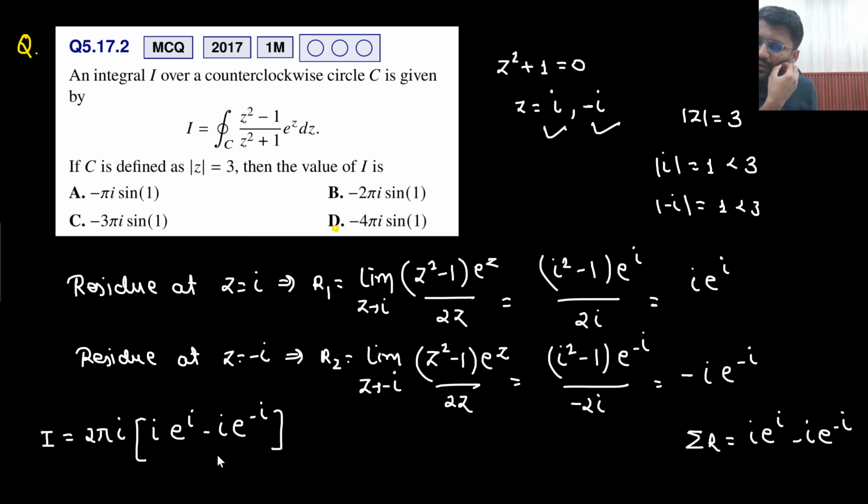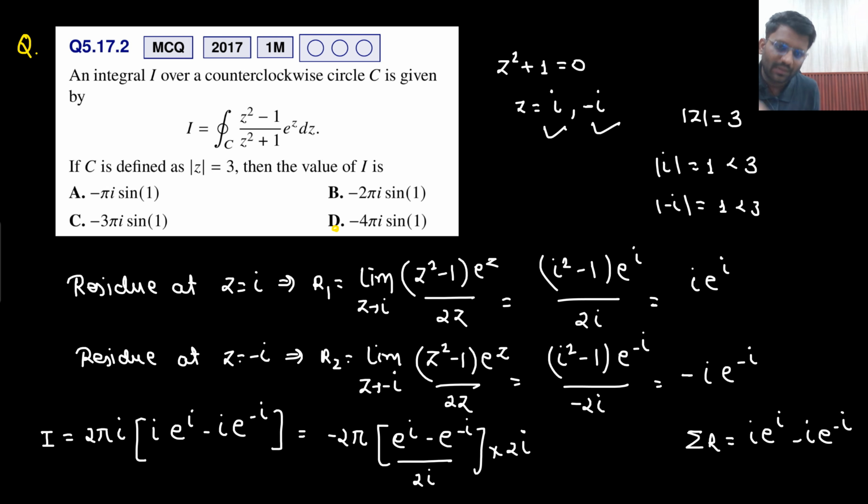Now what you do is that you take iota outside. So the answer will become -2 pi, because iota into iota is iota square, which is -1, so -2 pi outside, times (e to the power iota minus e to the power minus iota) divided by 2 iota, and multiply with 2 iota. So what is the answer you are getting? -2 pi into 2 iota will become -4 pi iota.